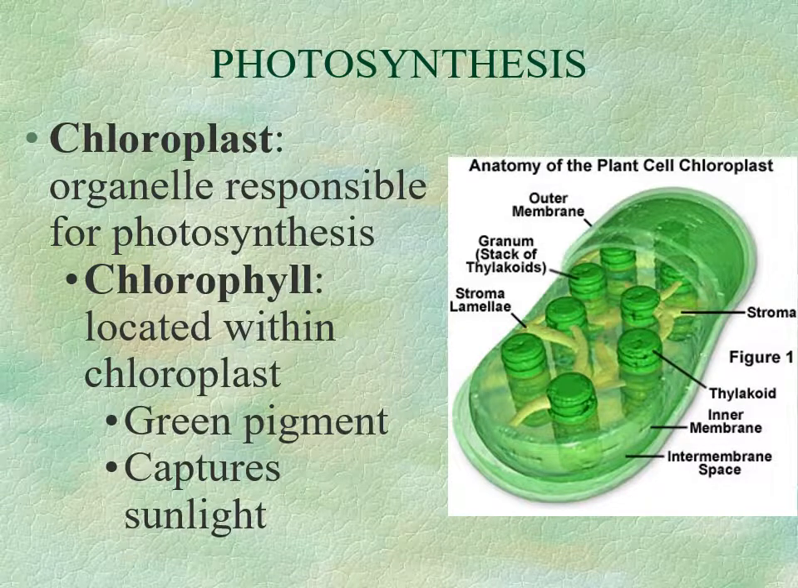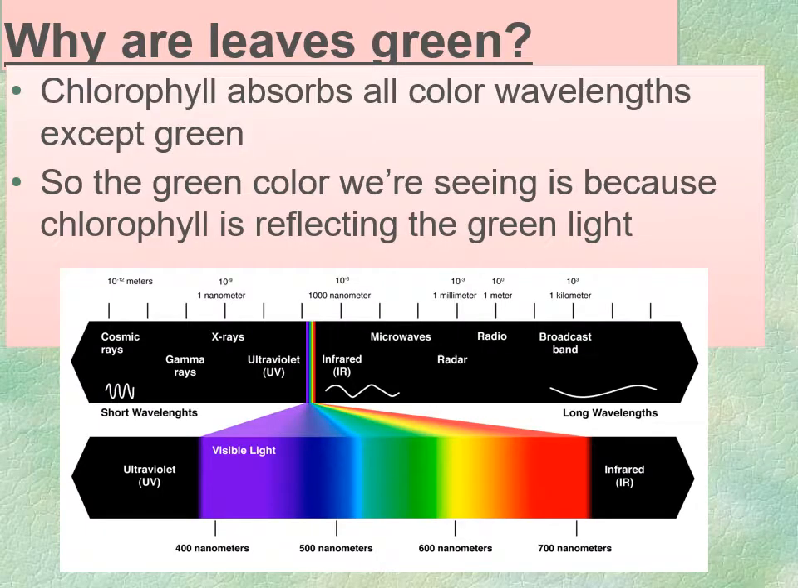Now the chloroplast is the organelle which is responsible for photosynthesis. The chlorophyll is located within the chloroplast. It's the green pigment that captures sunlight. So why are they green? Well, the chlorophyll absorbs all color wavelengths except green. The green reflects. So because the green reflects, that's the color we're seeing from it.